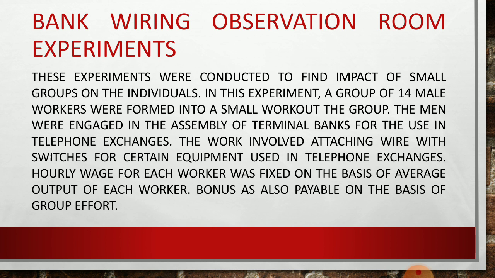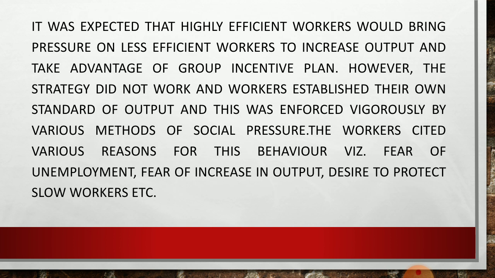The hourly wage for each worker was fixed on the basis of the average output of each worker. Bonus was also payable on the basis of group effort. It was expected that highly efficient workers would bring pressure on the less efficient workers. So it was noted that those workers who were producing higher gave pressure to the workers who were producing lower, to take advantage of the group incentive plan. However, the strategy did not work, and the workers established their own standard of output.